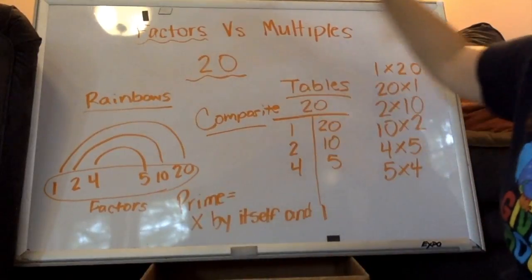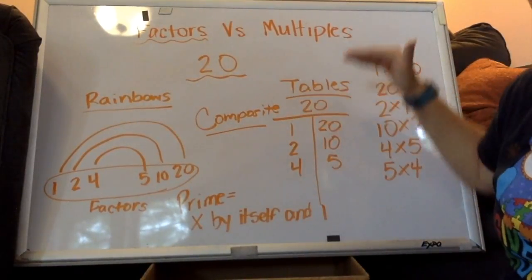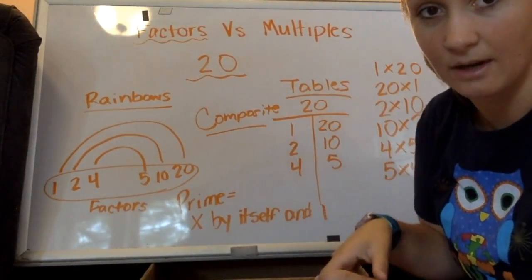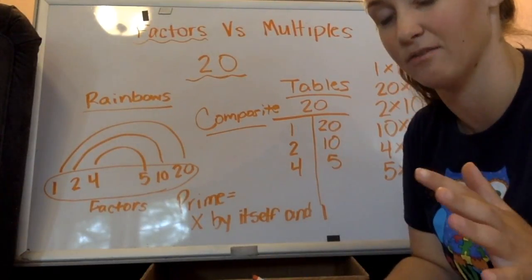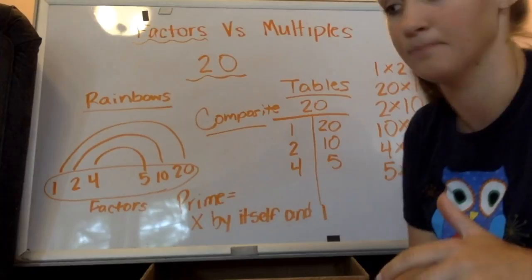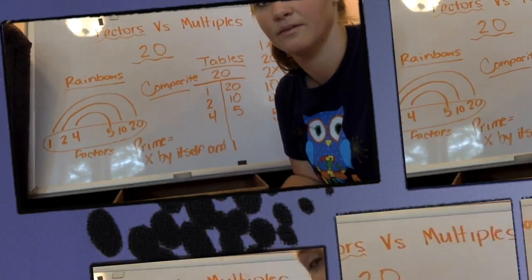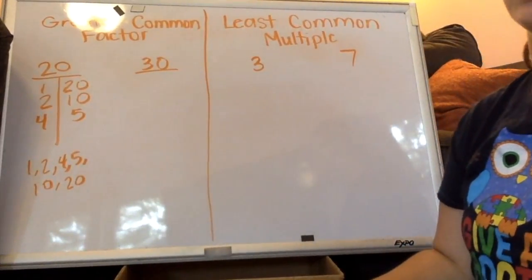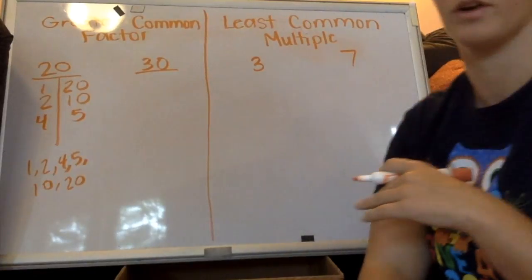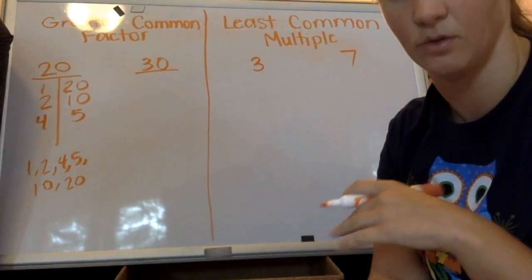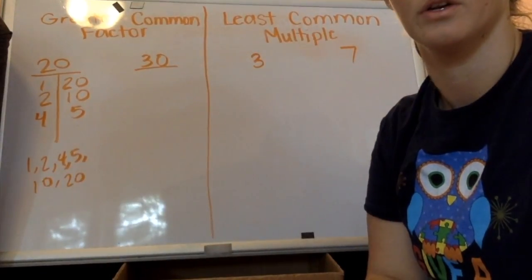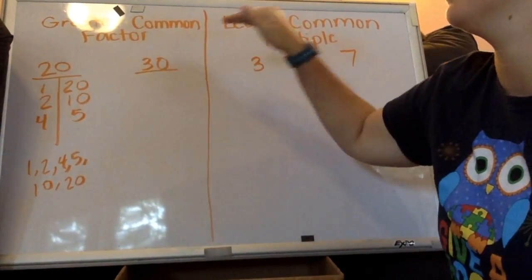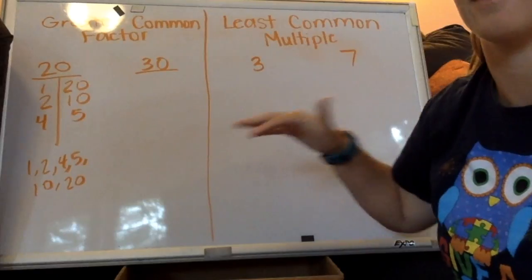So this is a review of factors versus multiples, and you're about to get a worksheet from Mr. Garrett that has factors and it might have a few multiples on there. All right, there's 2 more things that you need to know before you get started on the worksheet that Mr. Garrett's about to give you. So the first one is something called the greatest common factor. All right, the greatest common factor.